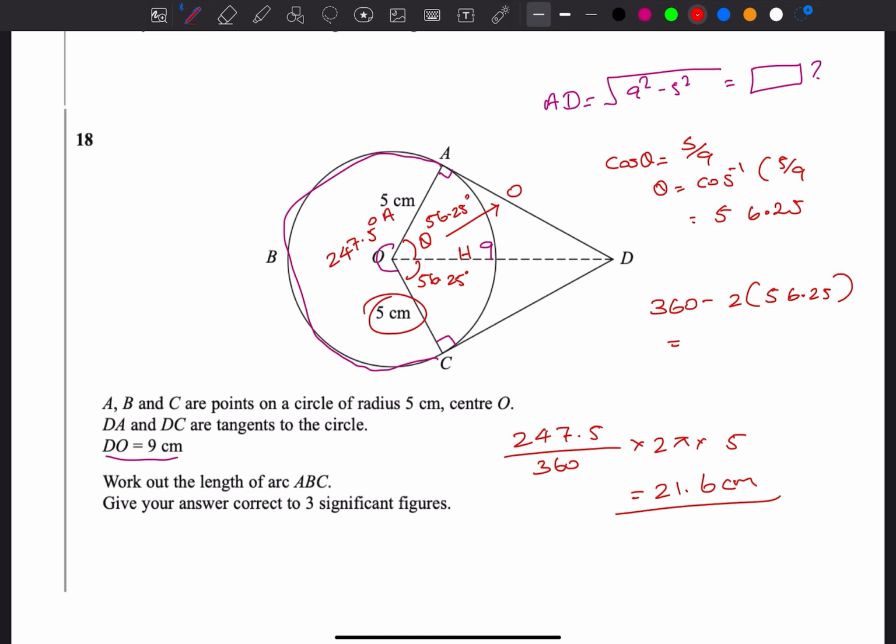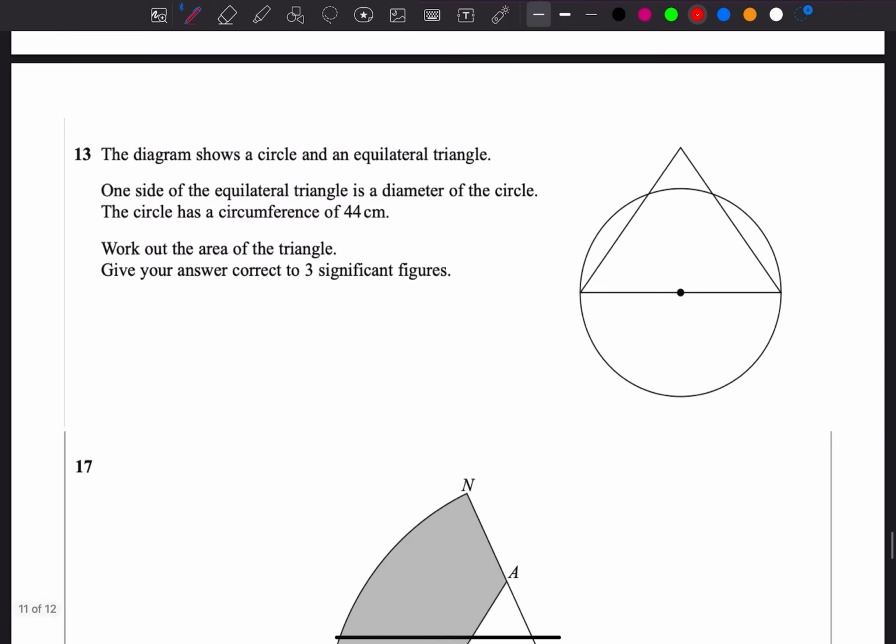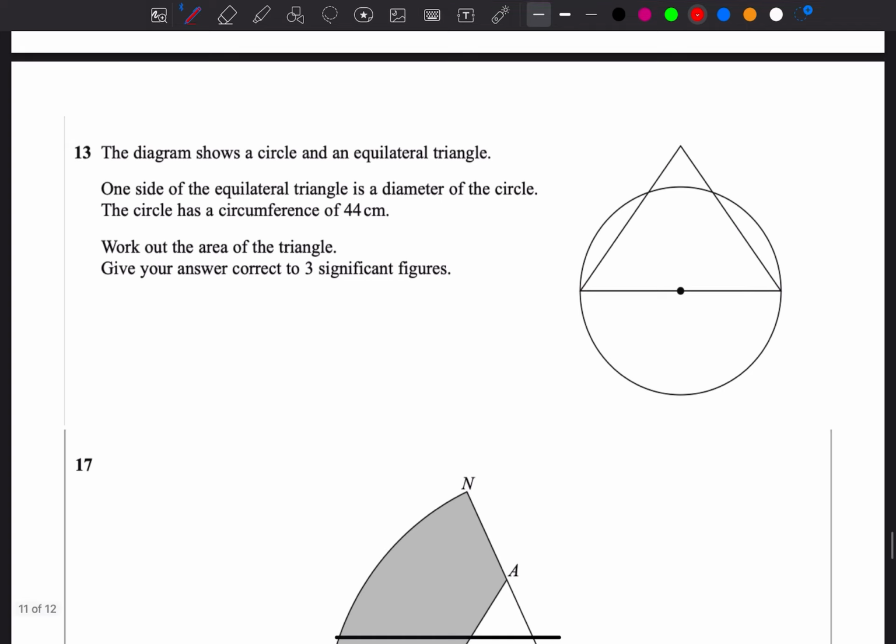Okay. It shows an equilateral triangle. One side of the equilateral triangle is the diameter of the circle, which has a circumference. The circle circumference is 44. Work out the area of the triangle. So circumference formula, you can go 2 pi r, or in this case I'm just going to go pi d. It's a lot easier for me. So pi times the diameter is 44. That's the circumference of circle. So diameter is 44 divided by pi then.